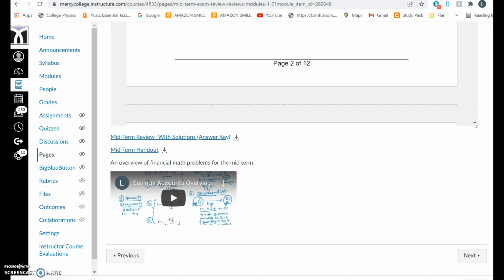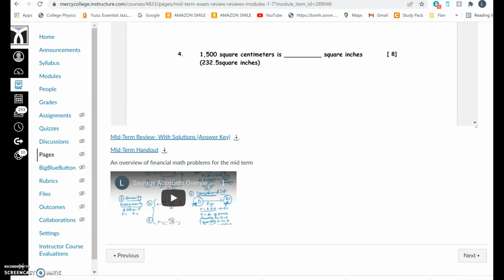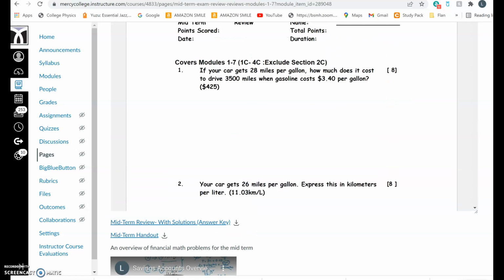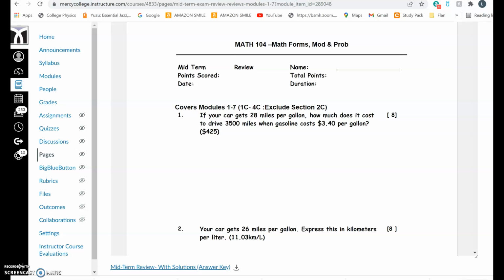So this is how I want you to prepare for the exam. What you notice here is a bunch of problems, and you'll see problems similar to that on your midterm exam and also on your final exam. For example, I want you to take a look at the first problem. Now, if you can do the problem, that's great.